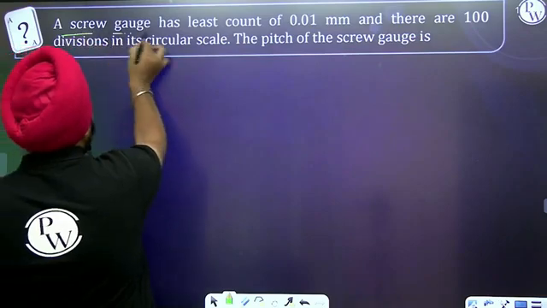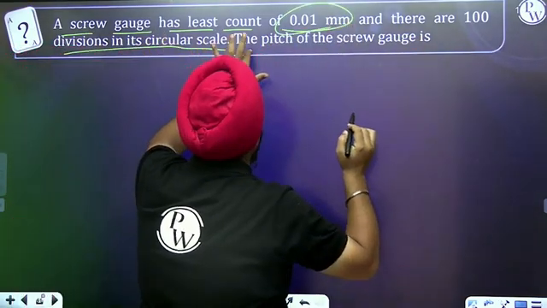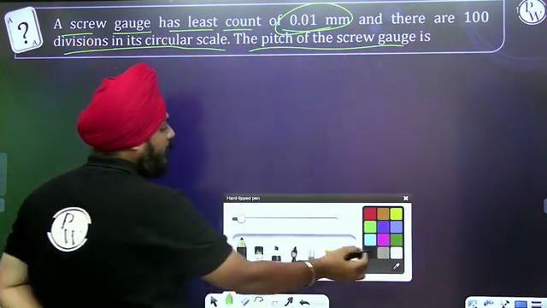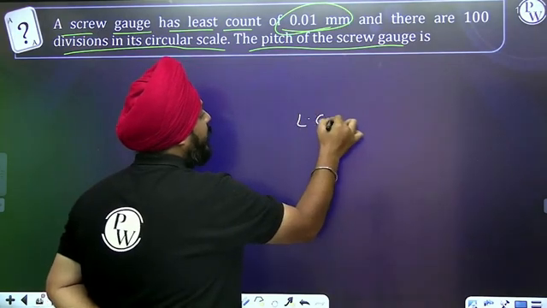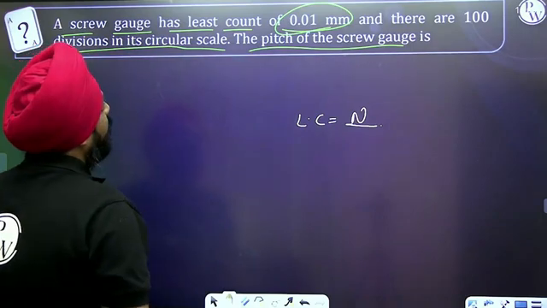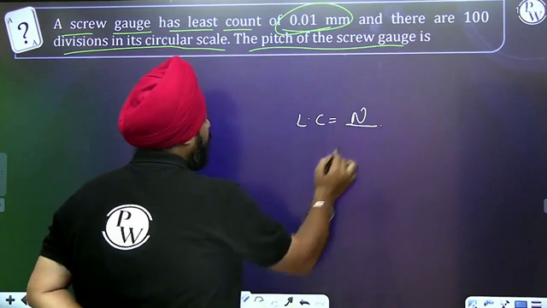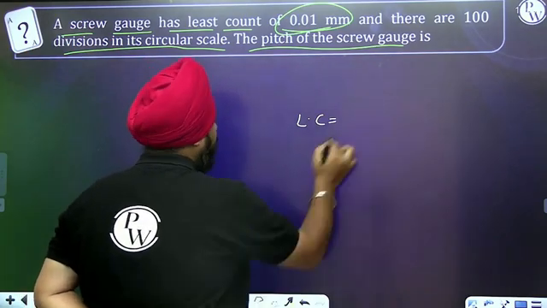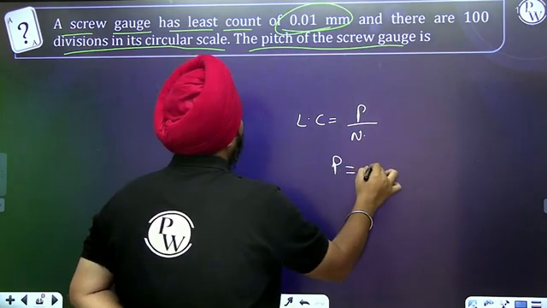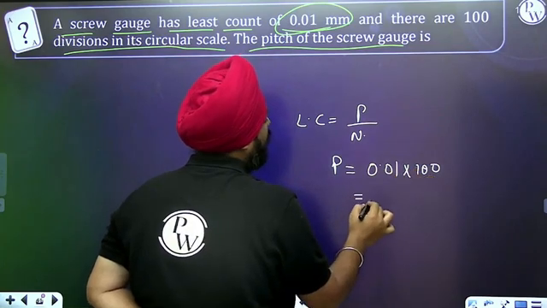A screw gauge has a least count of 0.1 and there are 100 divisions in its circular scale. What is the pitch? Directly we are going to use the formula. Least count is equal to the pitch divided by the number of divisions on the circular scale. Then pitch is equal to the least count, 0.01 mm, into 100.